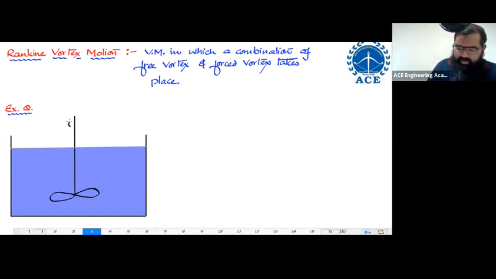This paddle wheel, I'm applying some torque over here so that the value of omega in this particular region remains constant. Those who don't understand a paddle wheel, you can imagine something which is used for making buttermilk. You have that kind of churner, right? You're using that in order to maintain a constant value of omega.